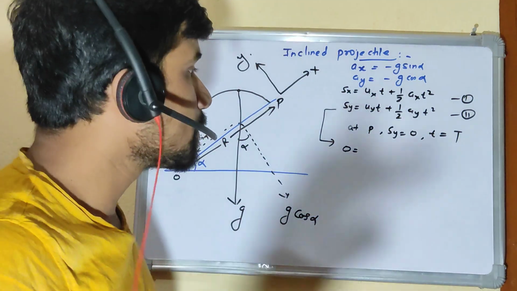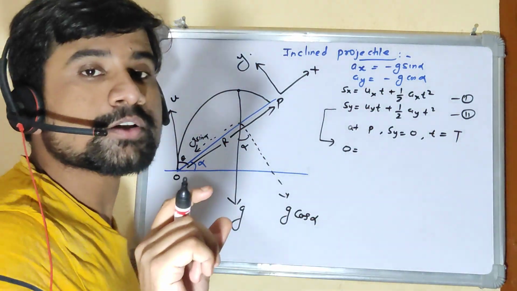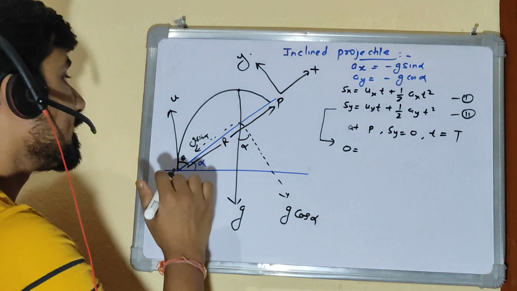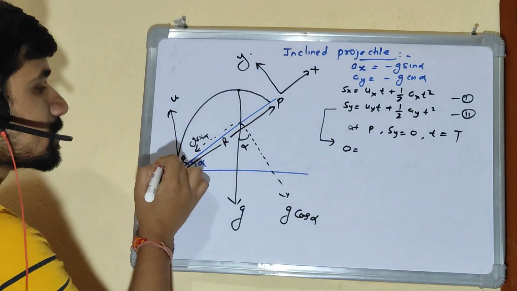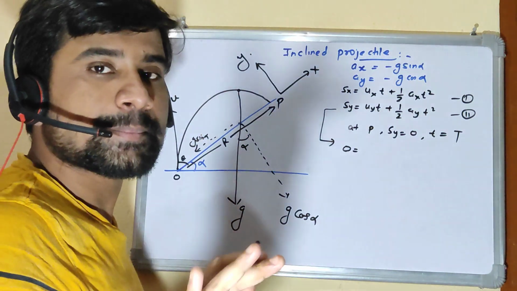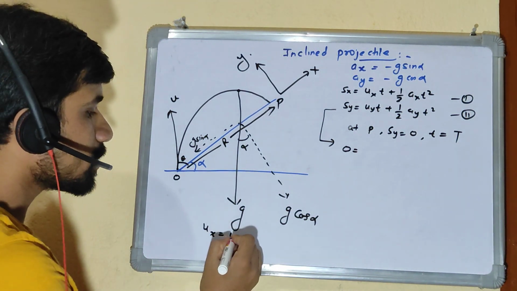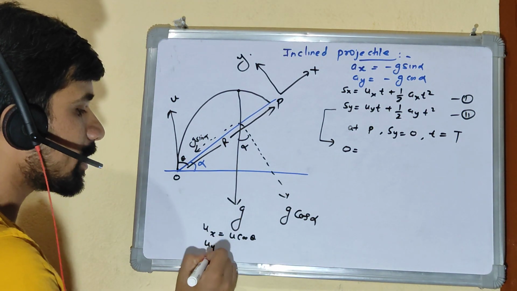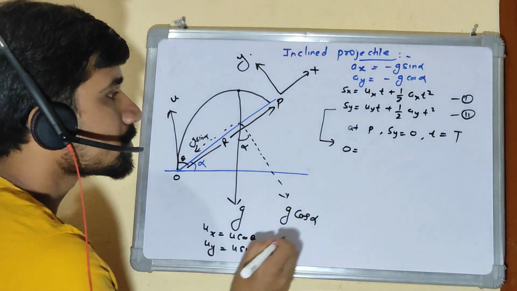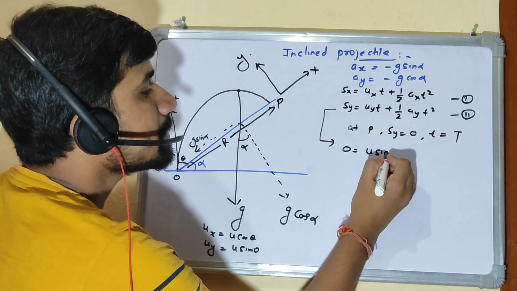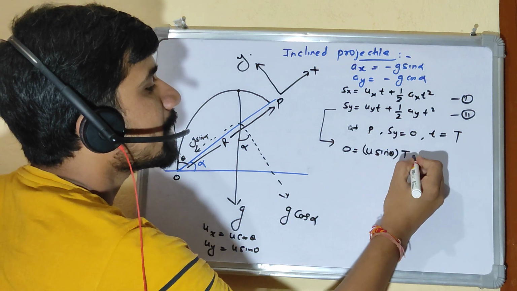Sy will be 0. What is uy? Component of initial velocity along y is nothing but u sine theta, same as we discussed. So initial velocity along x will be u cos theta. Initial velocity along y will be u sine theta. T becomes my time of flight.